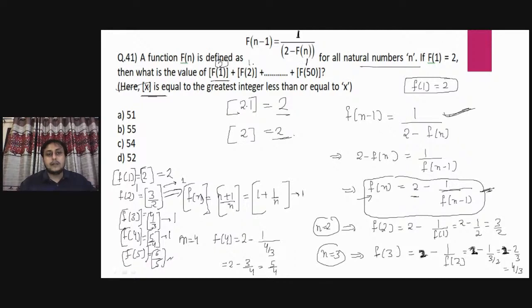This is f2 to f50, which means what is the sum? The answer comes out to be 2 plus 49, since f2 is 1, f3 is 1, and similarly from 2 to 50 there are 49 terms, each equal to 1. So the answer comes out to be 2 plus 49, which is 50. Option A is the right choice. Good question, guys.